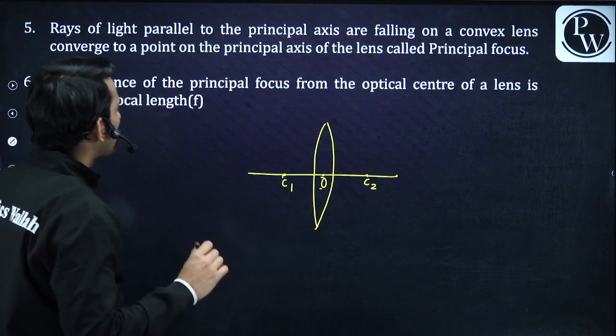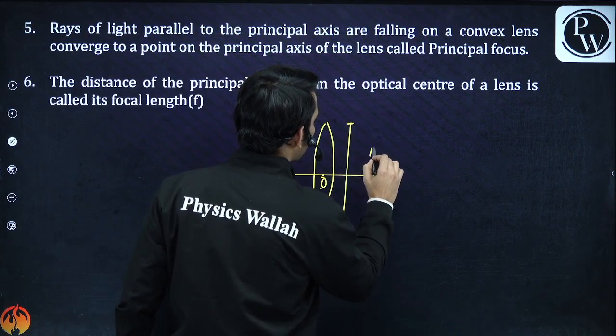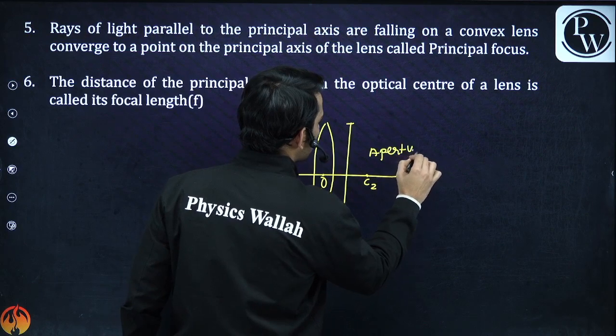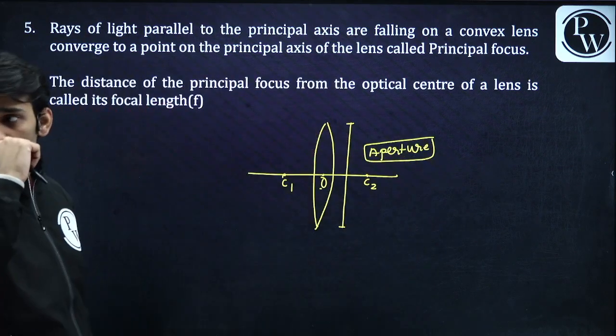This area is called the aperture, the effective diameter of the refracting area. This effective diameter denotes your aperture. So the lens having more aperture can gather more amount of light rays, right?